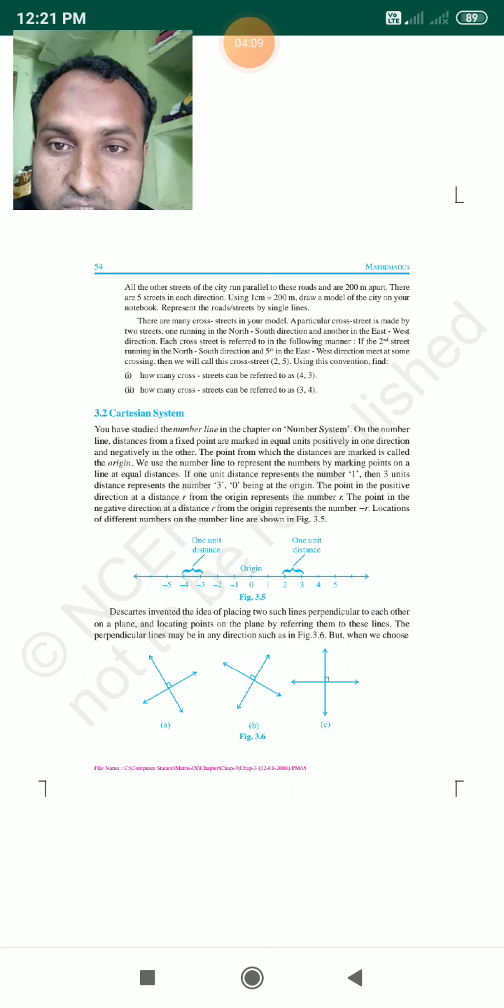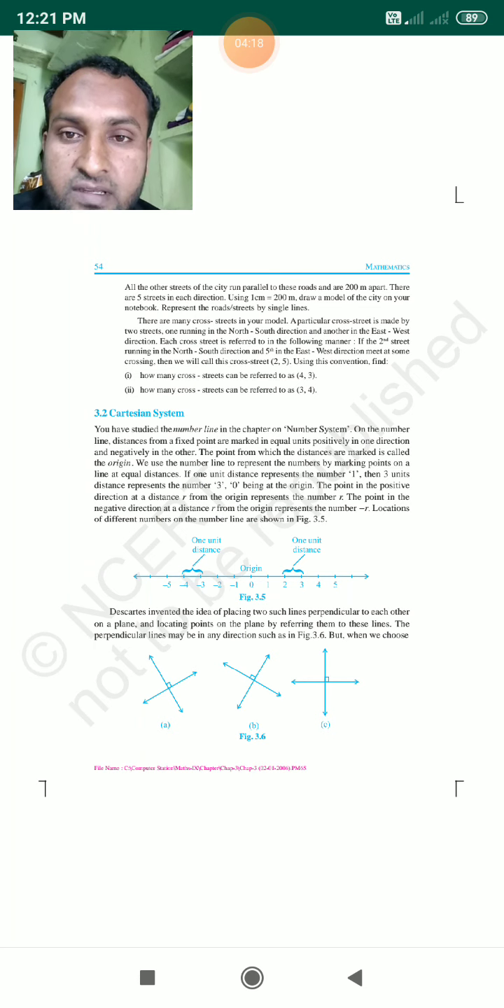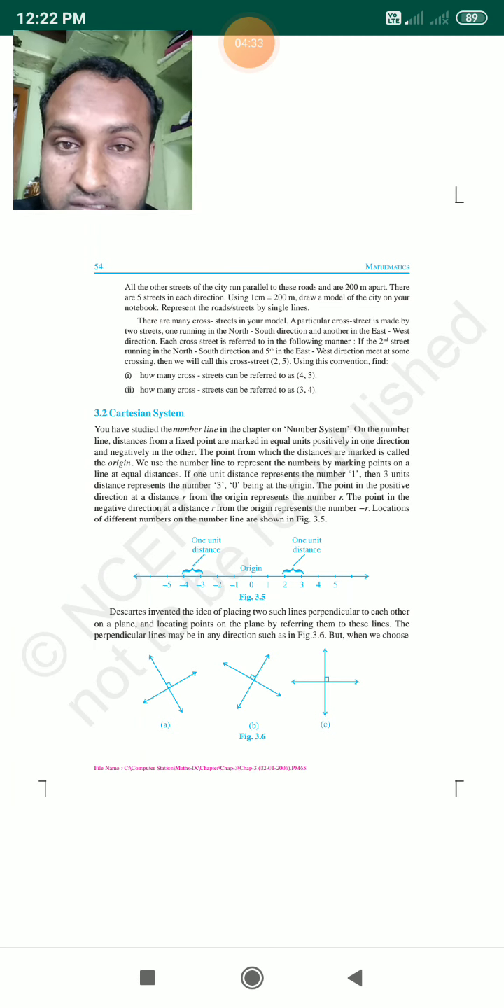Now see the continuation of the question, what they have given. One is running in the north-south direction and another in the east-west direction. Now each cross street is referred to in the following manner. If the second street running in the north-south direction and the fifth in the east-west direction meet at some crossing, then we will call this cross street (2, 5). Using this convention, find. See what they have given.